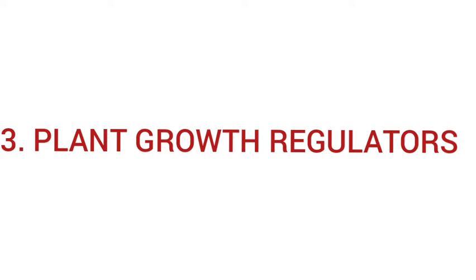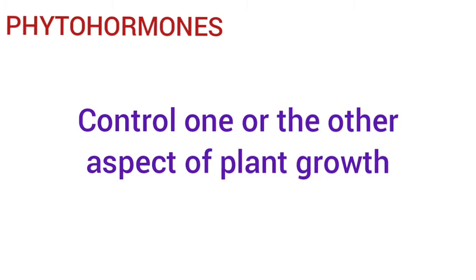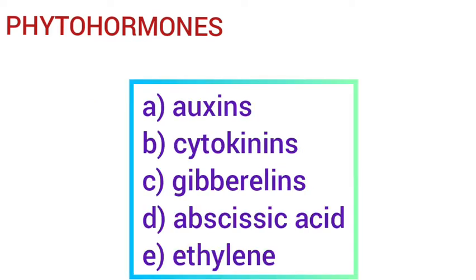Plants do not have a well-defined endocrine system, yet they can sense the presence of light, heat, touch, etc. Their mechanism of control is by means of chemicals or hormones. Hormones present in plants are called phytohormones. These phytohormones control one or the other aspect of growth of the plant. Therefore, plant hormones are also called growth substances. Let us look at some of the major plant hormones and their action.